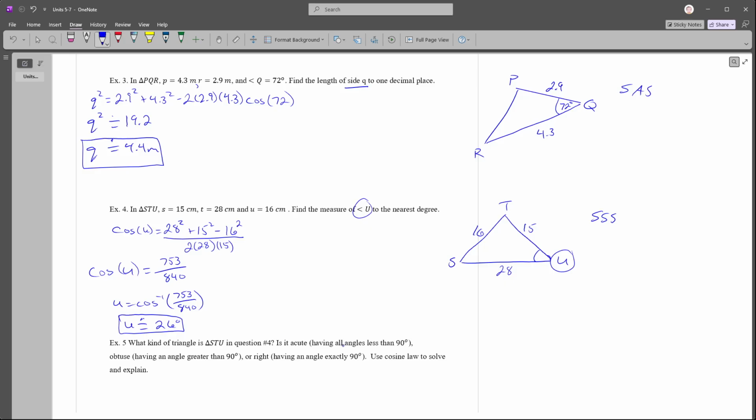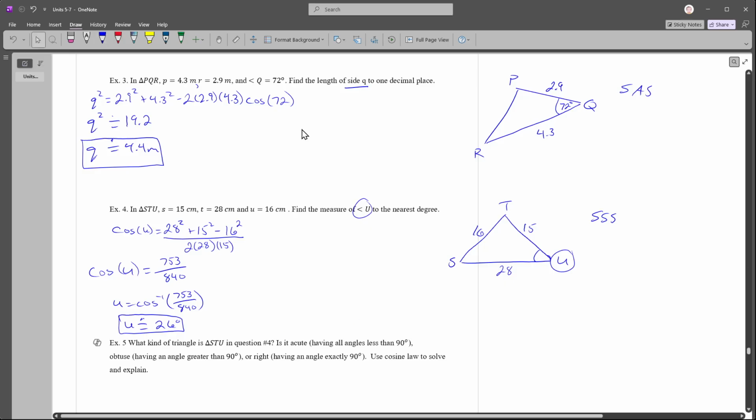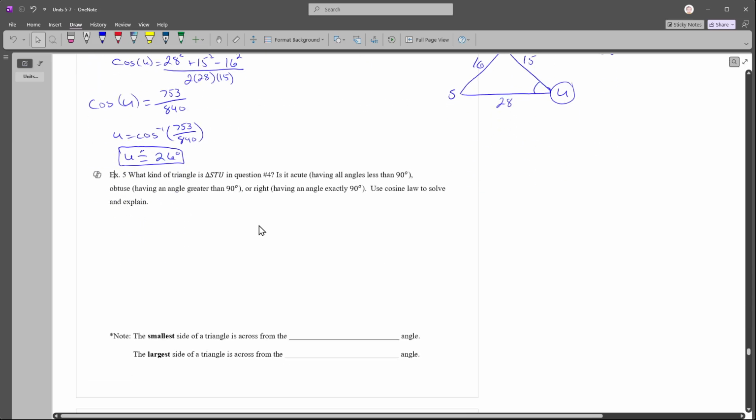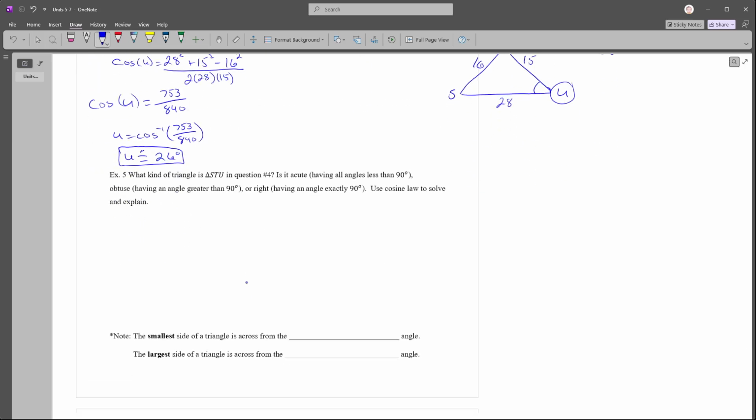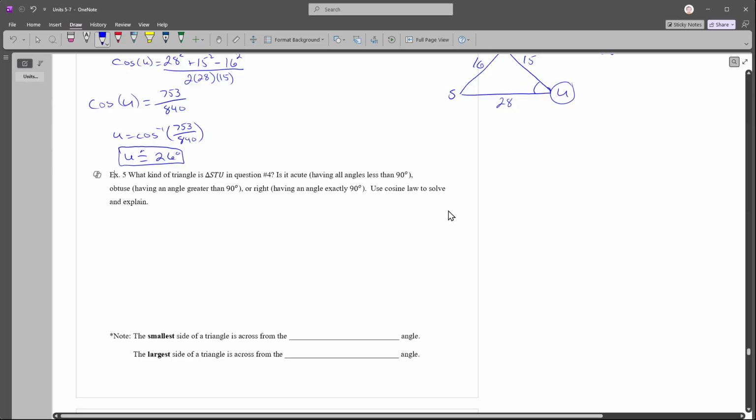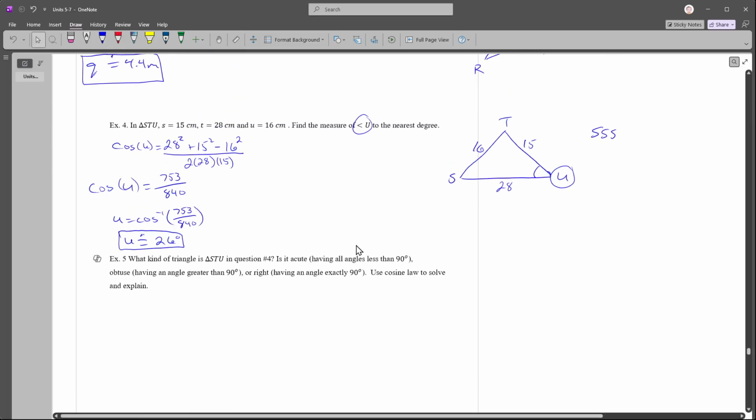And there we go. So now we've done 2 triangles without actually having the triangle. We had to draw them ourselves. Last little bit, example number 5. So this is asking us, what kind of triangle is triangle STU from question number 4? Is it acute, which means all angles are less than 90? Obtuse, having an angle greater than 90? Or is it a right angle, with an angle of exactly 90? Use the cosine law to solve and explain.